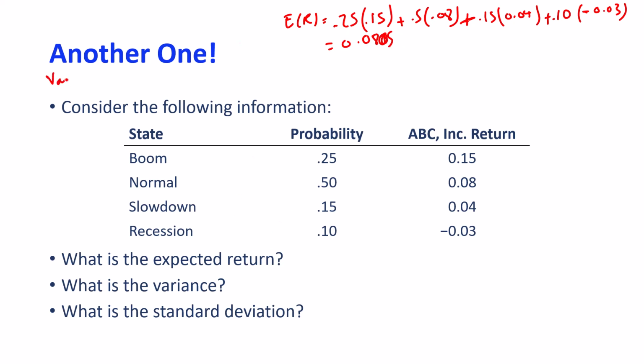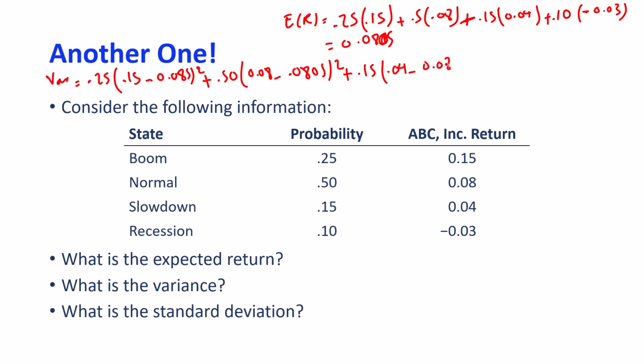So the variance is probability of a boom times return in the boom, 15%, minus the expected return squared, plus probability of a normal economy, which is 50, times return in a normal economy, which is 8%, minus this expected return squared, plus 15% times 4 minus 0.805 squared. And finally, the recession, 10% chance of a recession, negative 3% minus 0.805 squared. So if we do the calculation here, you should be getting 0.0026.